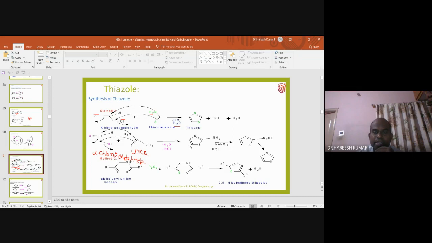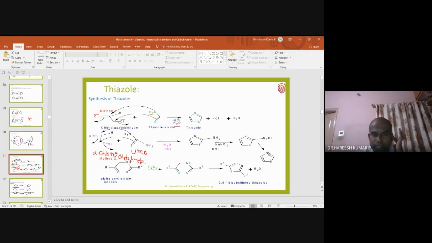Then the obtained 2-aminothiazole undergoes diazotization followed by treatment with boric acid. In diazotization, NH2 is converted into N2Cl, and this process is called diazotization. Once the N2Cl is obtained, if it is treated with boric acid, there will be a replacement of N2Cl with H. Then the obtained compound is called thiazole.